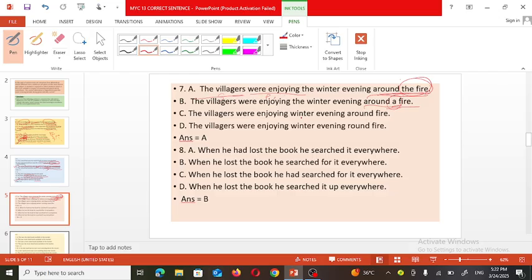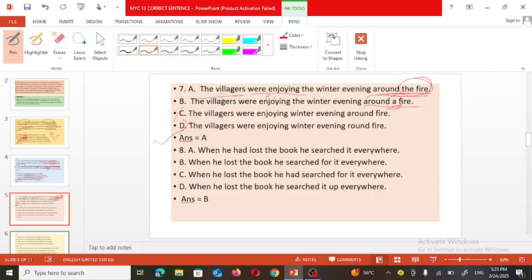The villagers were enjoying the winter evening around fire. No article is used, so this is also wrong. The villagers were enjoying the winter evening around the fire. That is also wrong. So option A is correct.